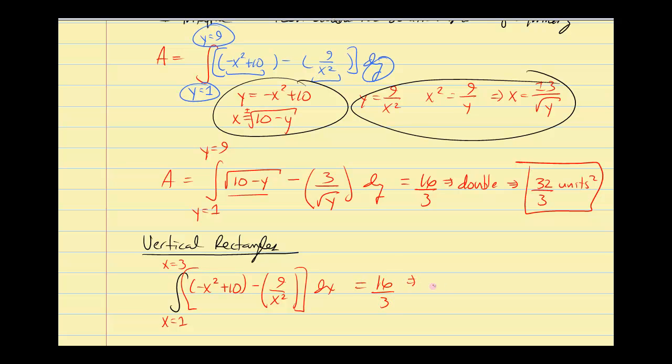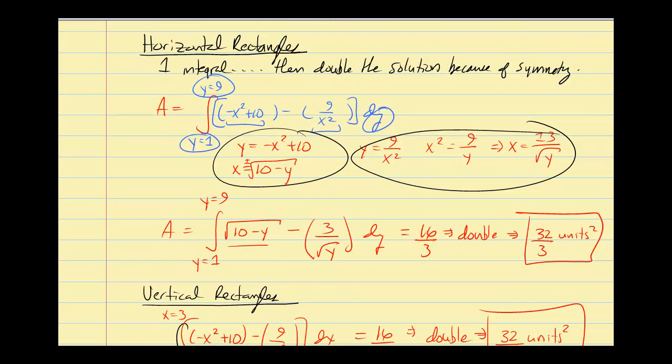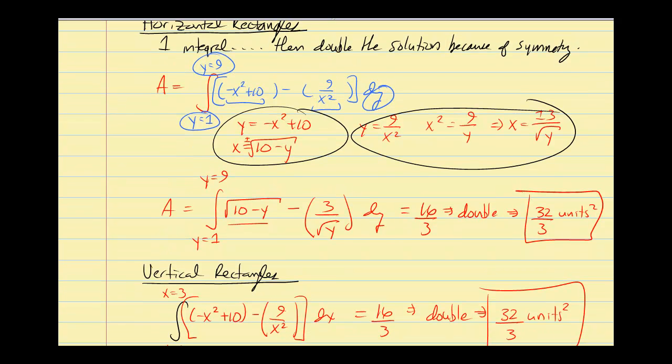And then we need to remember that we'd have to double it because I have area in the second quadrant that's equal to the same area in the first quadrant. And I get 32/3 units squared. So same answer either way. I think the vertical rectangles was definitely easier on this one because I didn't have to go through and solve for the other function.